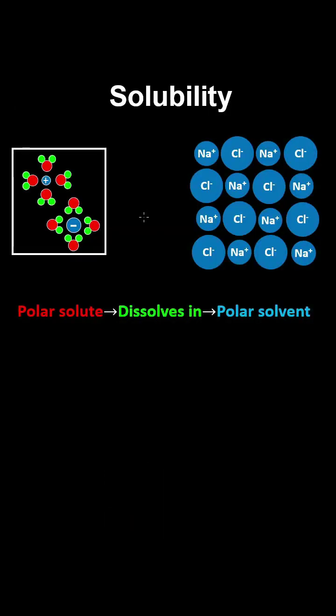Substances with similar intermolecular interactions tend to be soluble in one another, and a solute is a substance we have the least of that dissolves in the solvent. So a typical example is sodium chloride, which is an ionic compound, dissolves in water. And generally polar solutes dissolve in polar solvents, and non-polar solutes dissolve in non-polar solvents.